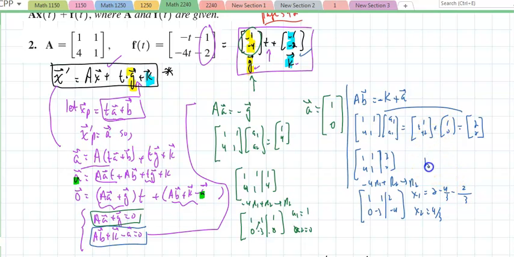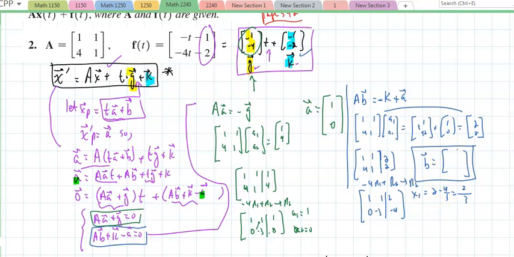Okay, so B would be 2/3, 4/3. I found A and B, and let me just double check that, make sure that's correct. Okay, good thing I have my notes right there.